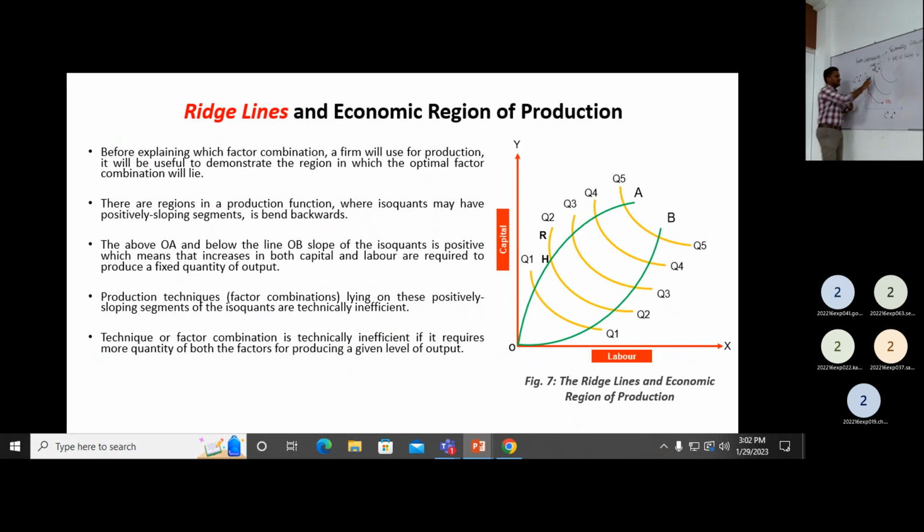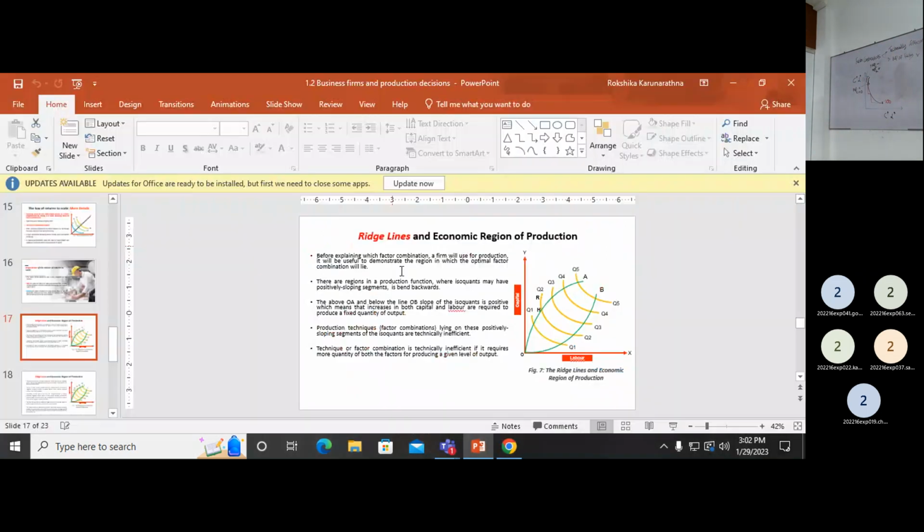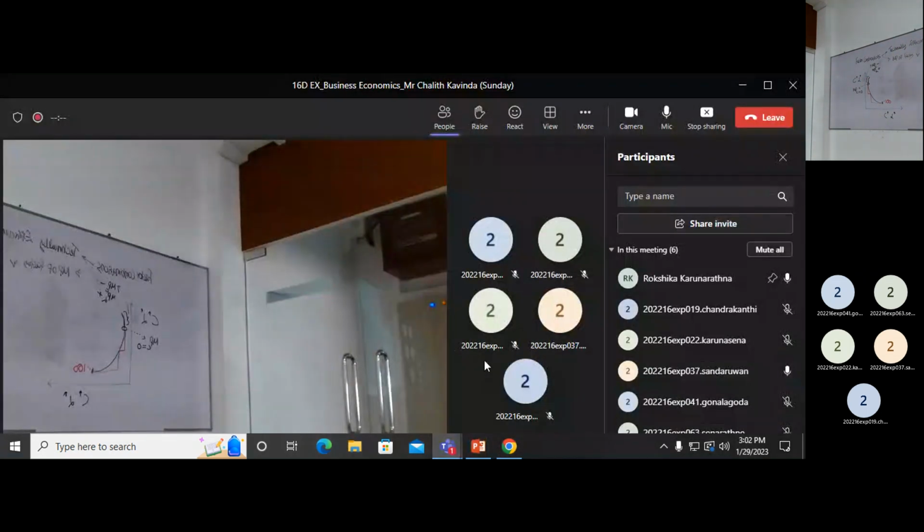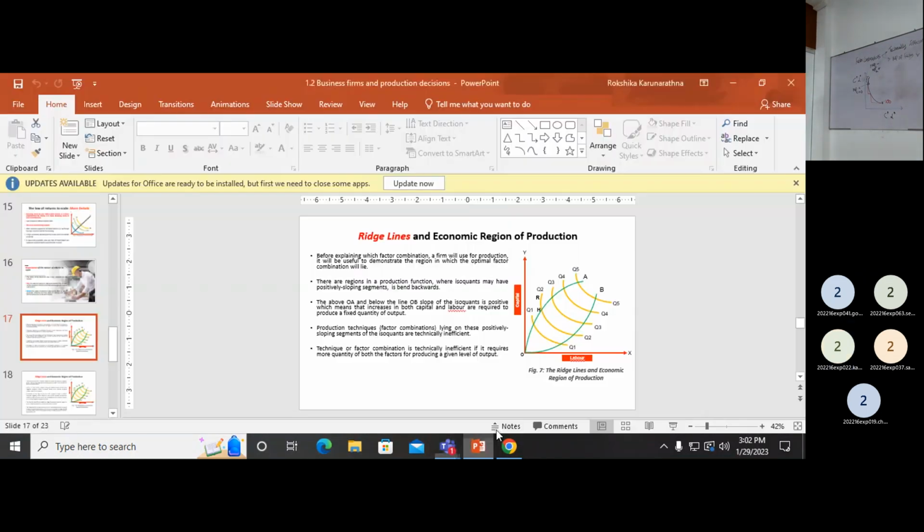Understood? Shall I erase these curves? It would be better, I think. Online students, can you all see this? Check the message WhatsApp group. Can you all see this? Yes, sir, we can see. Right, okay, fine.